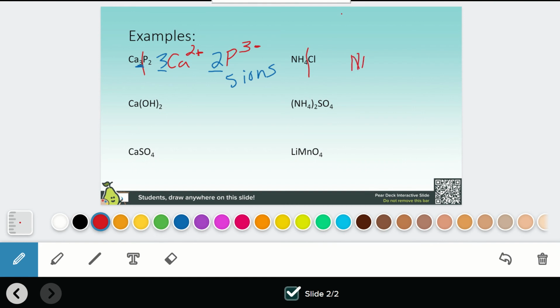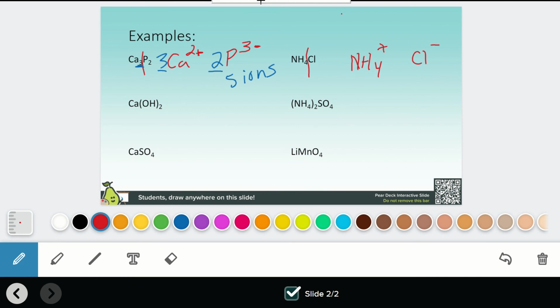Well, ammonium's symbol is NH4. Remember that 4 sticks with it. It's a polyatomic ion that's going to stay together. And then we have Cl. Now we need to be careful with this in terms of the quote uncrisscrossing. We have 1 ammonium, 1 NH4, and we have 1 chlorine. So when we uncrisscross that, we get NH4 plus and Cl minus.